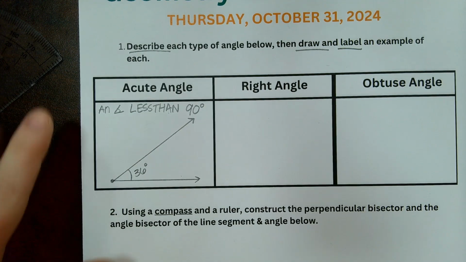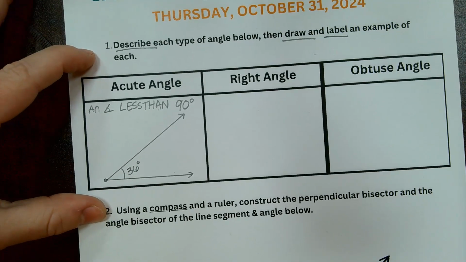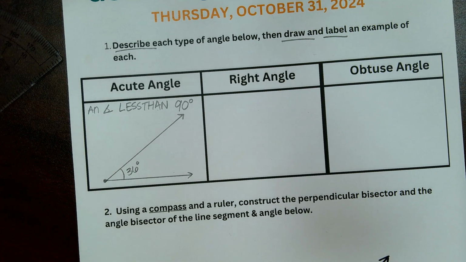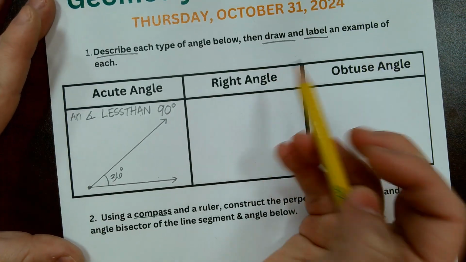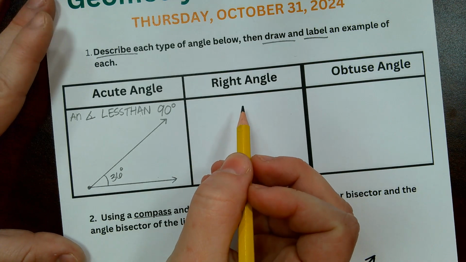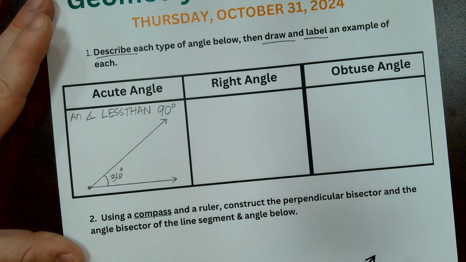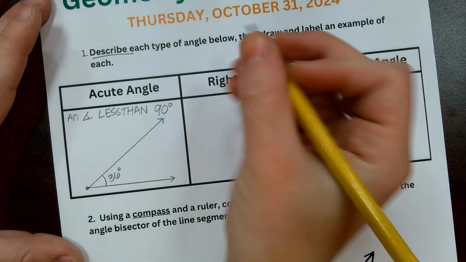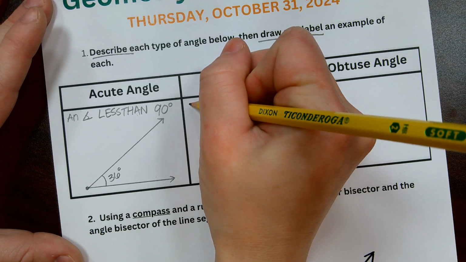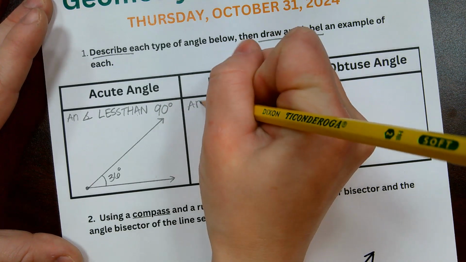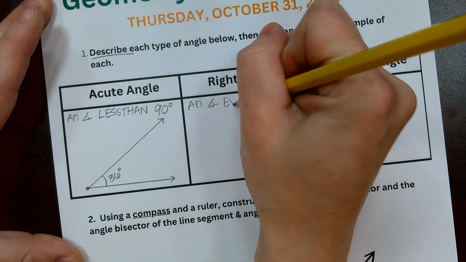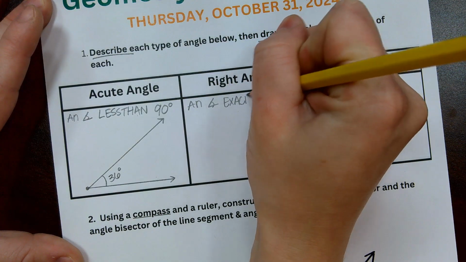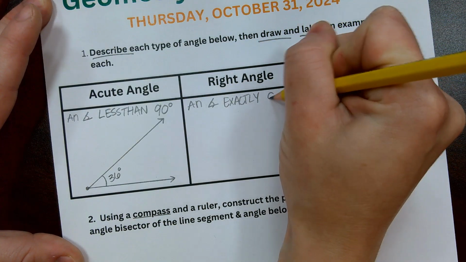Okay. Any questions about this part of our worksheet? You guys got that? Okay, let's do a right angle next. How do we describe a right angle? Yeah, it's an angle that is exactly 90 degrees. So I'm going to say an angle exactly 90 degrees.